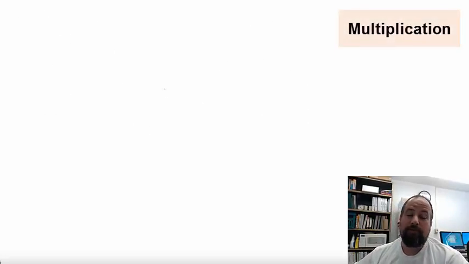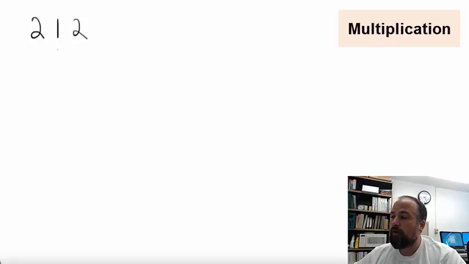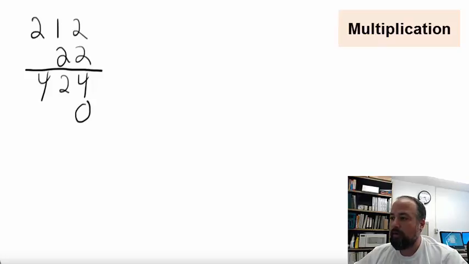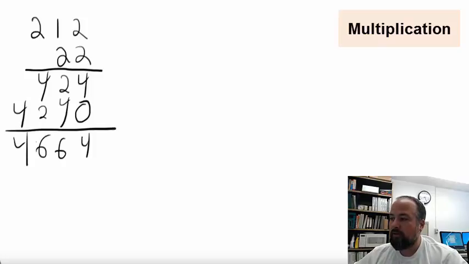Okay, well, how about multiplication? Again, let's go back to what we understand, decimal. Let's say we have 212 times, just to make this easy on myself, 22. Anybody remember how to do long multiplication? So 2 times 2 is 4, 2, 4. And then we add a zeros place. And then we have 4, 2, 4. Add them up, we get 4, 6, 6, 4.